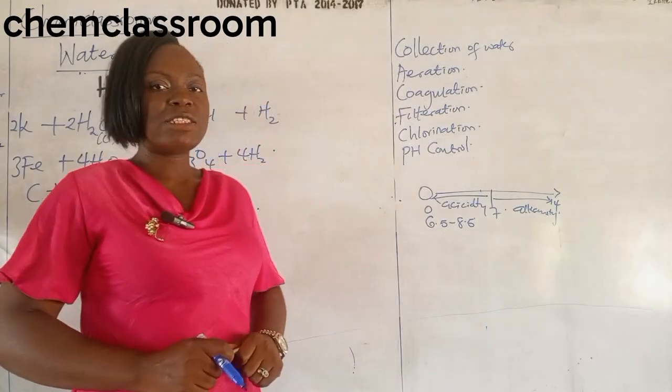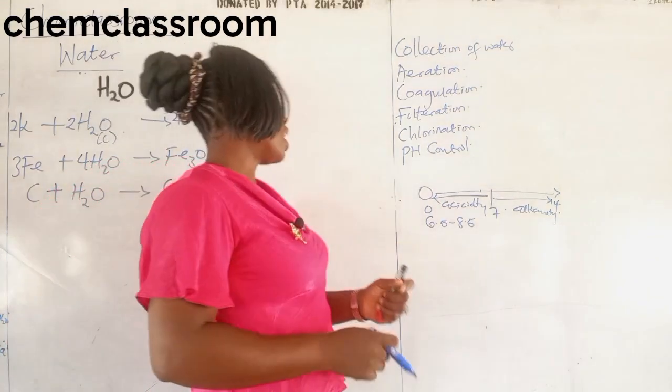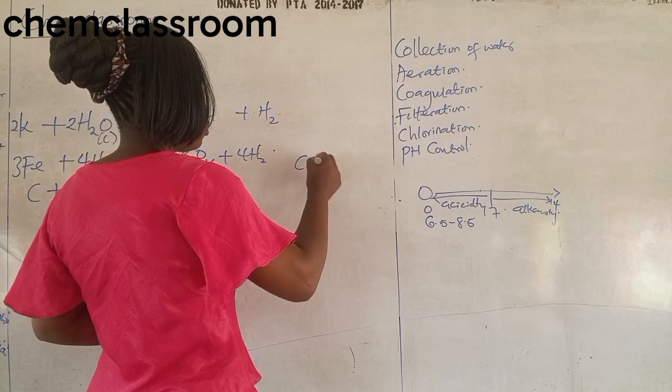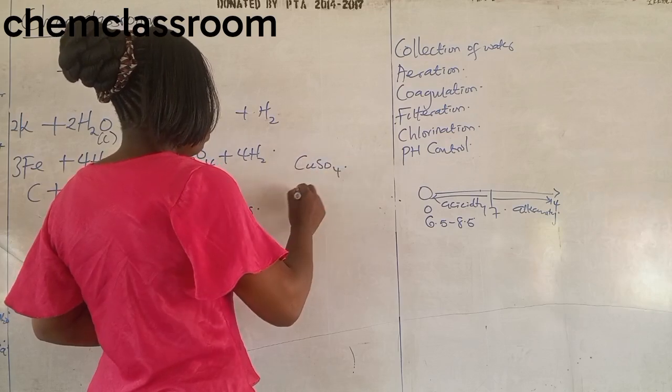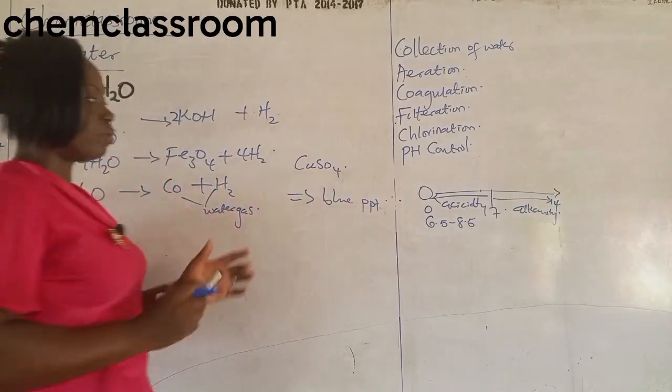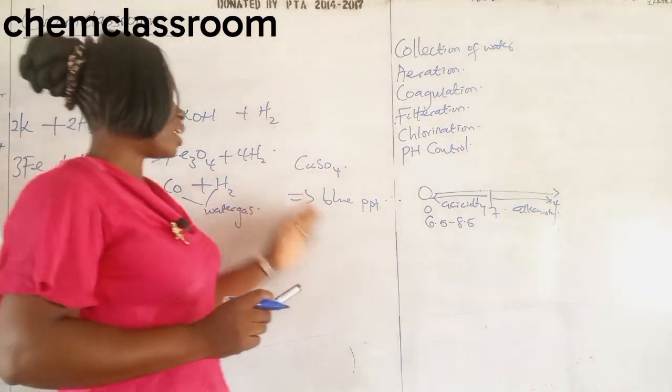Okay, now the next thing we'll be talking about is test for water. How do you test for water? When water is added to anhydrous CuSO4, a blue precipitate is formed. So when a blue precipitate is formed, that is to show that water is present.